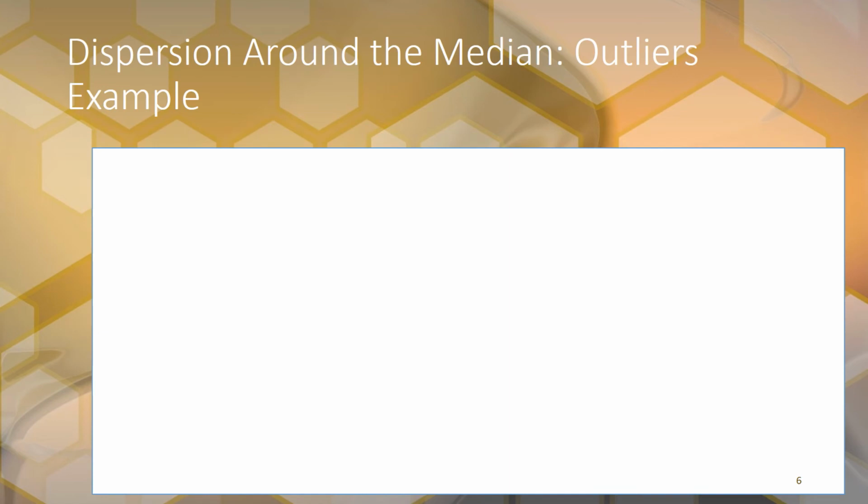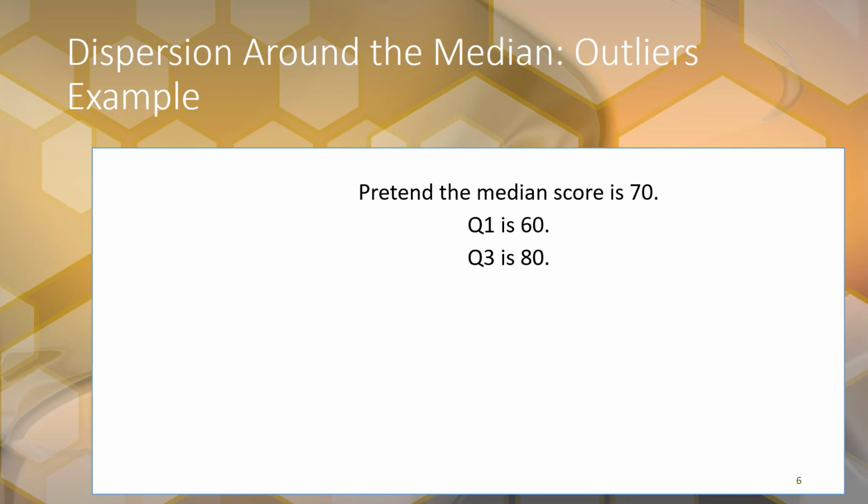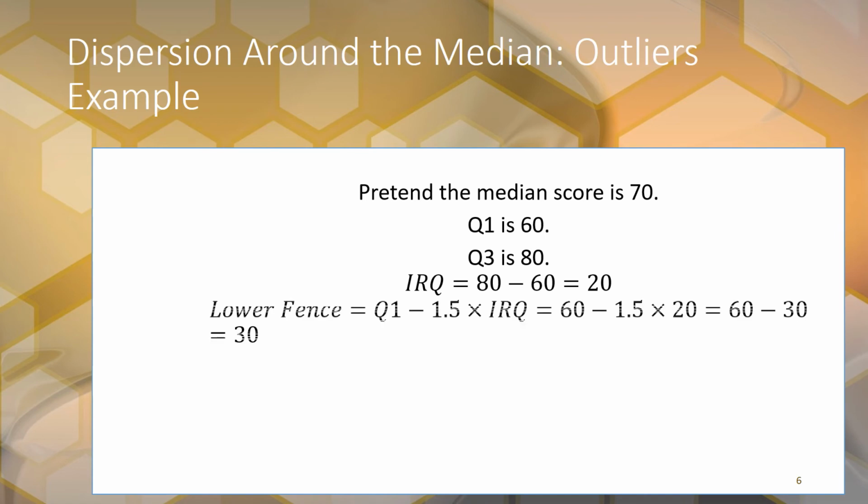Here's an example of how to find outliers from the median. Let's pretend the median score for this example is 70. The Q1 is 60. The Q3 is 80. So the interquartile range is 80 minus 60, which equals 20.